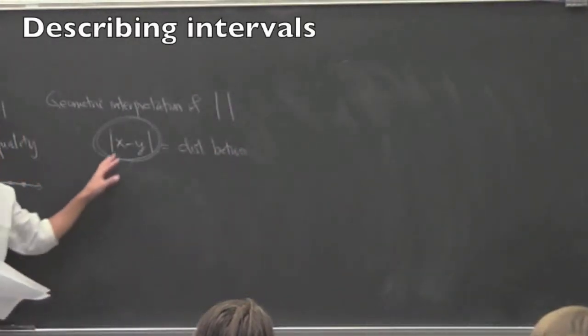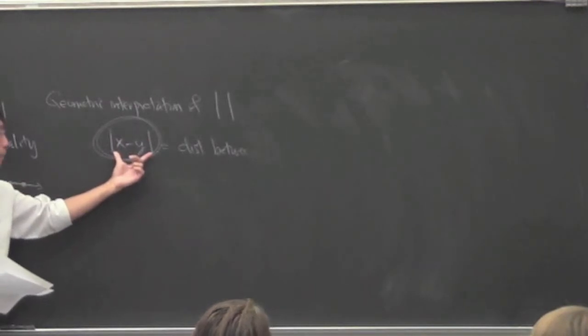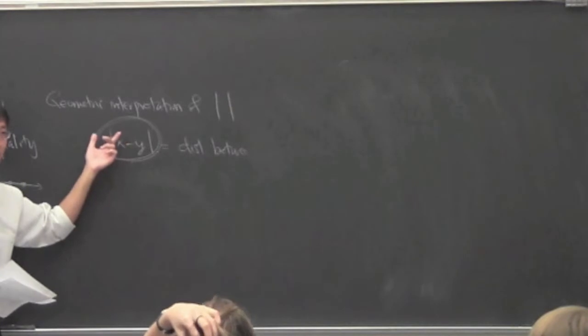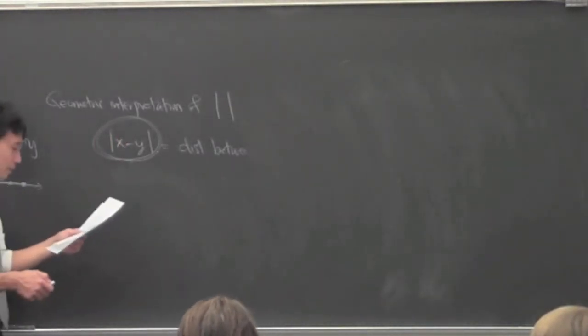Okay, so there's this thing: if you see the absolute value of a difference, then you say, okay, I know this is geometrically. We're talking about distance.